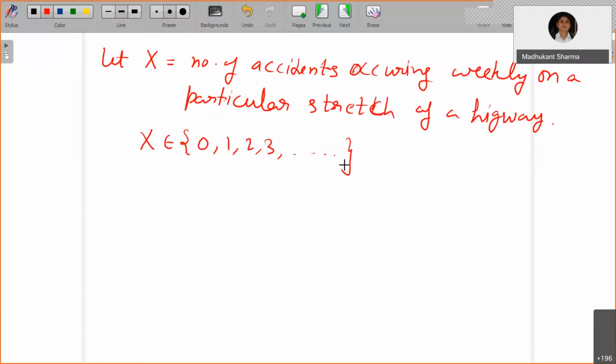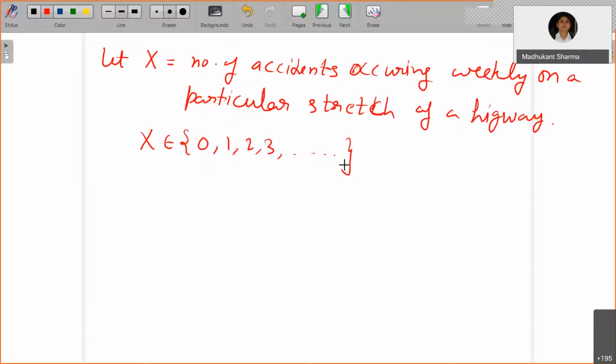Hopefully we have also understood the geometric random variables. You keep on experimenting until you win, until the first win occurs. But here there is no such case, so we are not falling into that geometric random variable. Now there may be one accident, two accidents, three accidents, and so on.